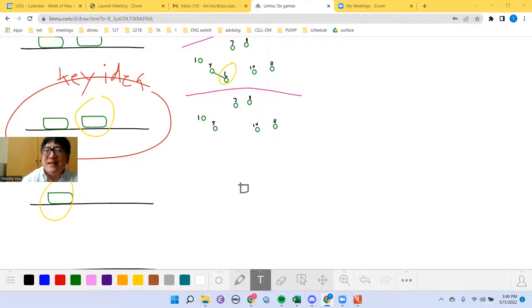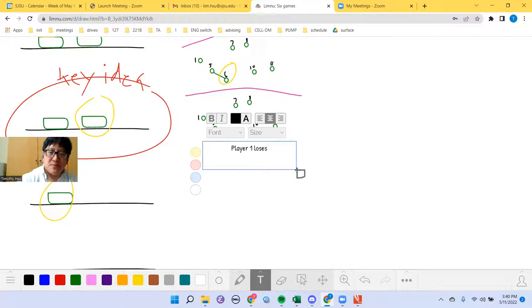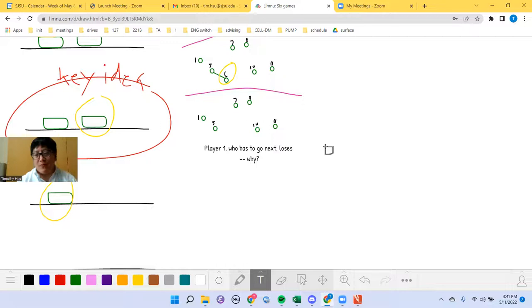but in probably the next 15 minutes, we'll go through enough of the theory to explain why player one now loses. Player one, who has to go next, loses. Why? I'll prove that, modulo something that looks innocent, that I'll make sound innocent. But maybe now that I've identified it as not being innocent, it really took me a long time to understand. So we'll hold that there for the minute.